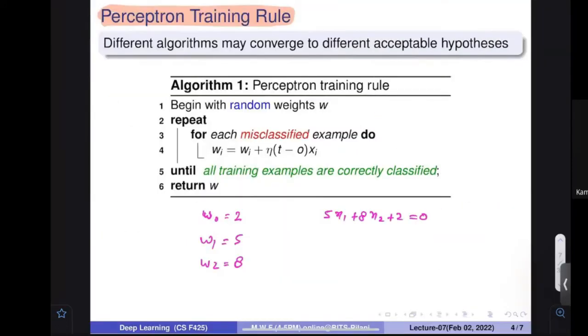Okay. The algorithm says, let us go to the algorithm. Randomly select the weights. So I have selected this particular weight, that's why I got this particular equation. And then it says for each misclassified example, you perform this kind of update rule. What is this update rule? It says weight 1 is equal to weight 1 plus eta. What is eta? Eta is some system parameter, a constant, into target minus output. What is target? It means what I wanted and what I got.